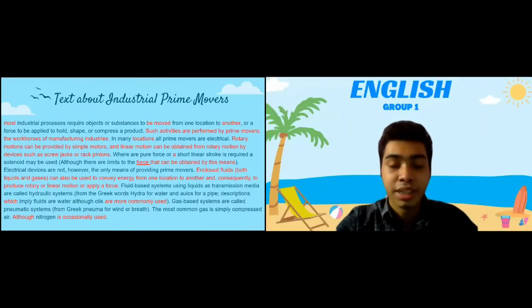In the text Industrial Prime Movers, there is one paragraph, and I will explain it in one sentence. Most industrial processes require objects or substances to be moved from one location to another. In this presentation, I will explain to you about tenses in the text Industrial Prime Mover.